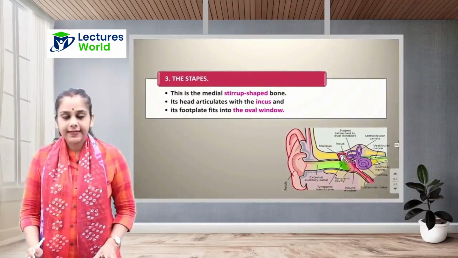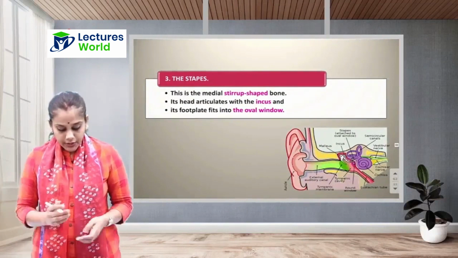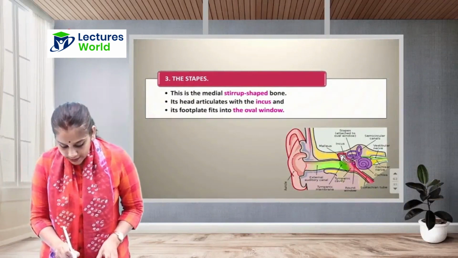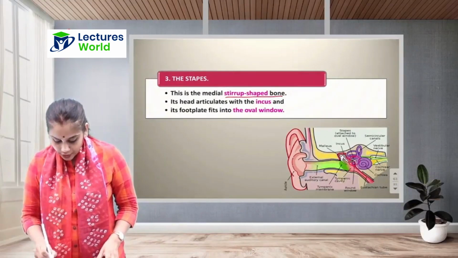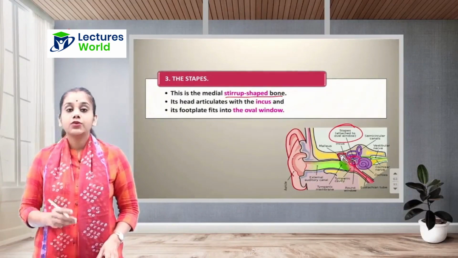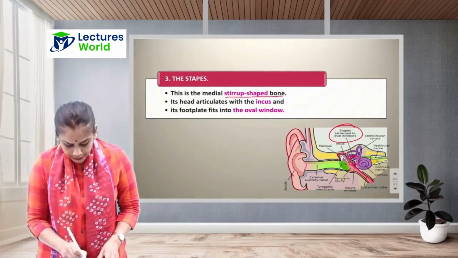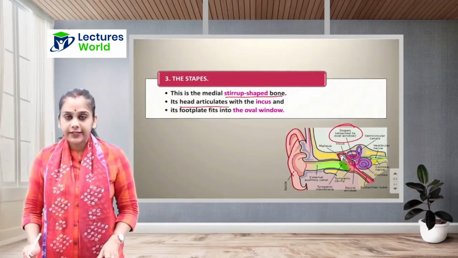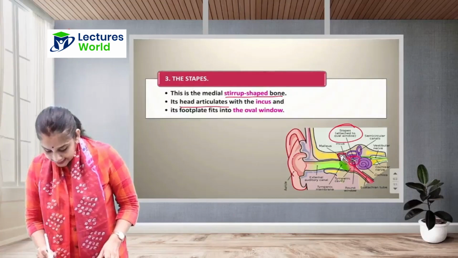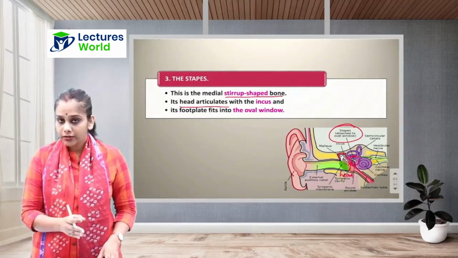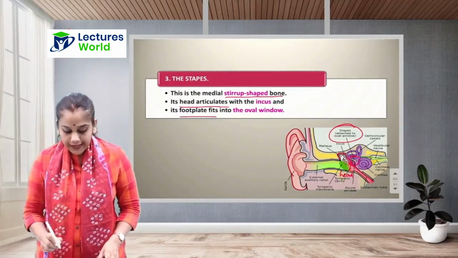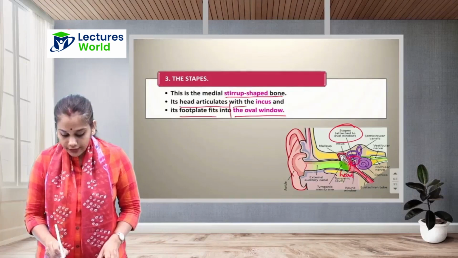Now third bone, that is the stapes. This is the medial stirrup-shaped bone that attaches to the oval window. The head articulates with the incus. You can see here there is the head, articulating with the incus bone, and the foot plate that fits into the oval window.